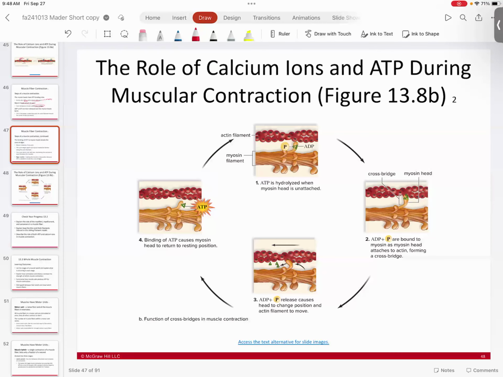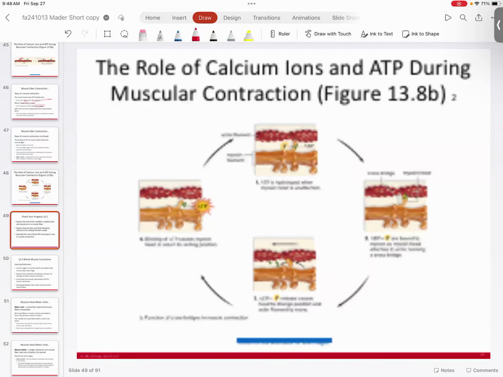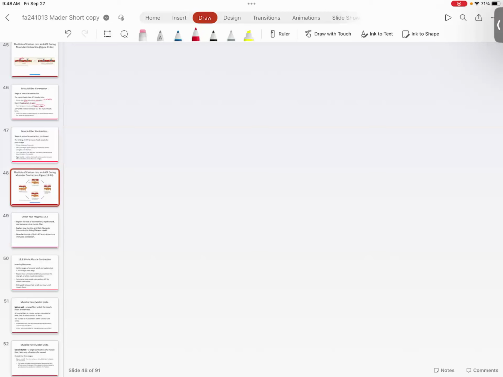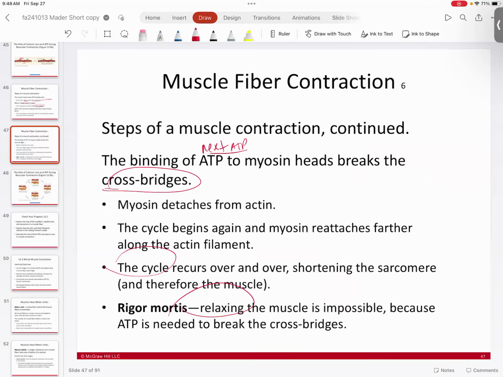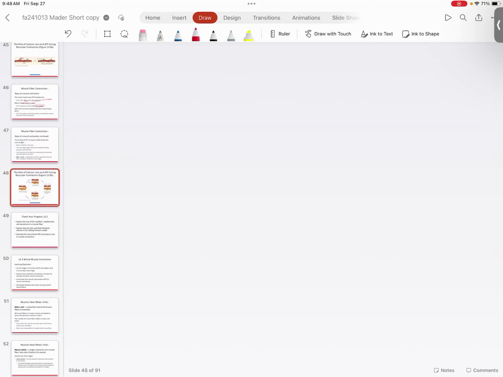Okay, I kind of feel like PowerPoint is wanting to crash on me again. There's a serious PowerPoint problem right now for some reason, and I don't understand why. Okay.